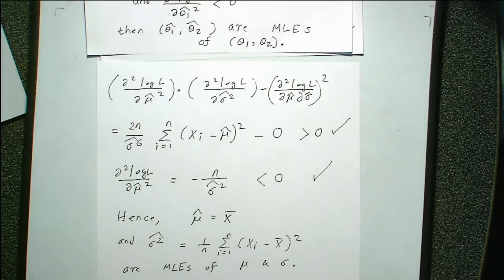So the conclusion, after a long process, I thought it might take the whole day. After a long process, we have shown that mu hat, which is x bar, and sigma hat squared, which is this one, right, are the MLEs for mu and sigma, respectively, right? Are you guys okay with this or not?